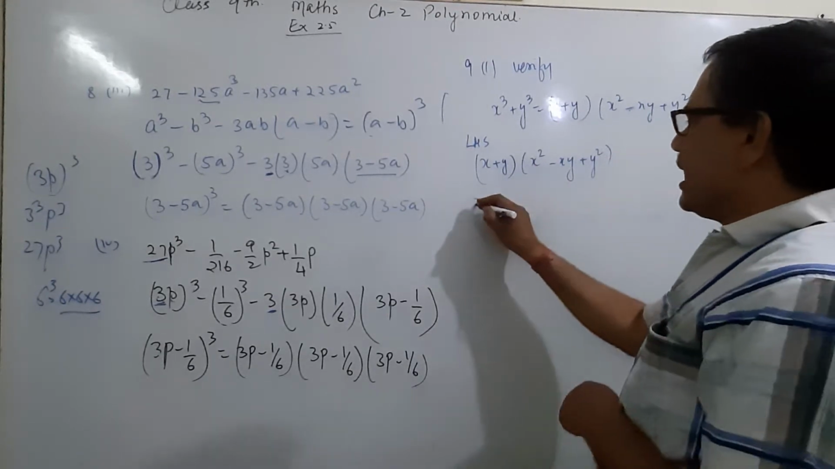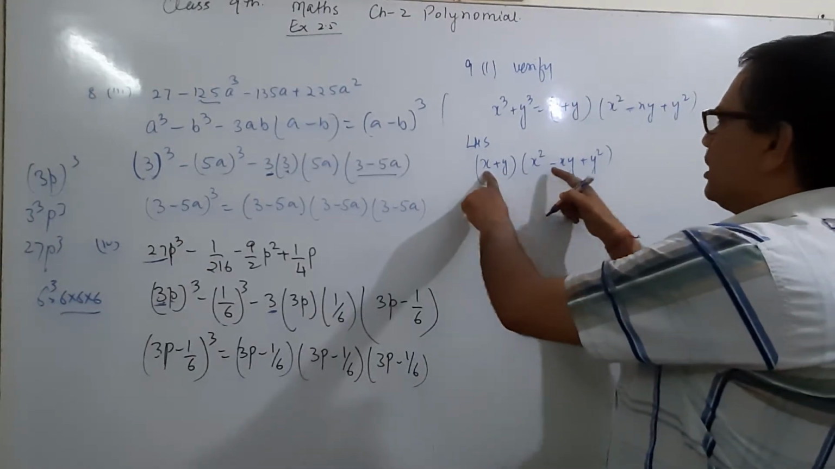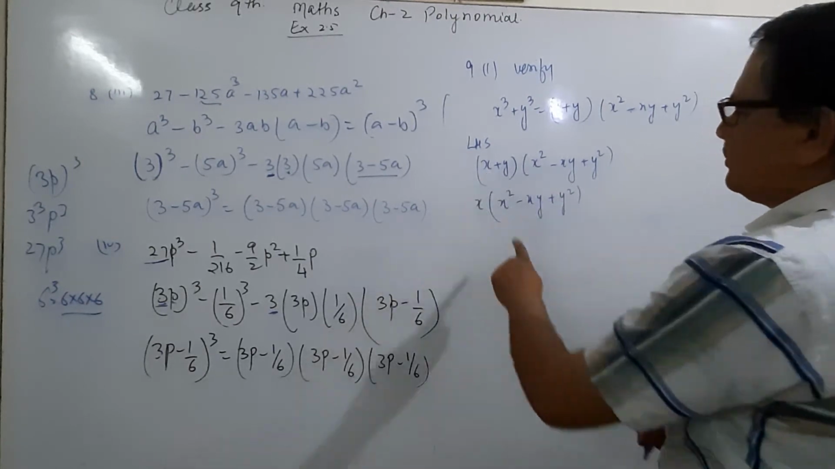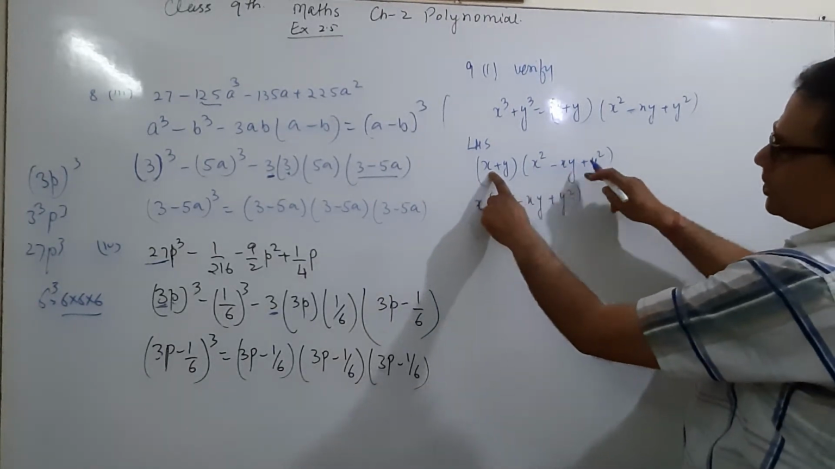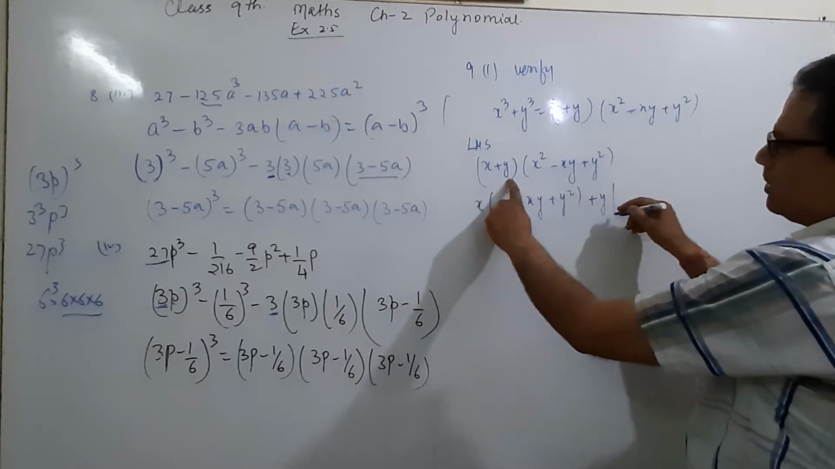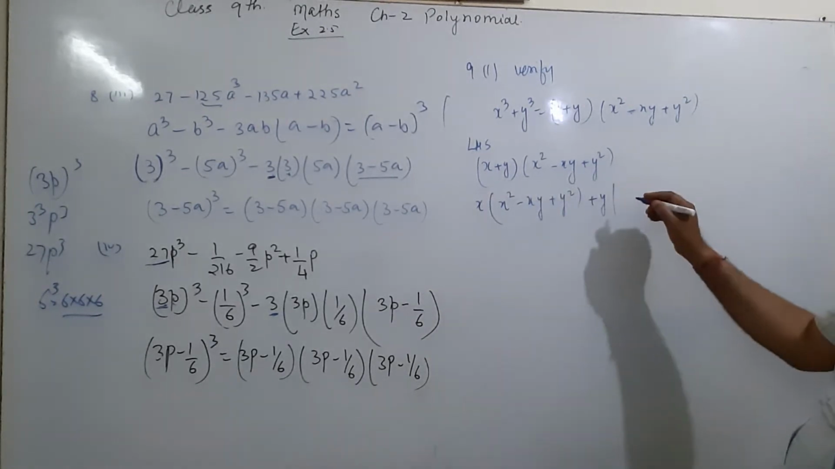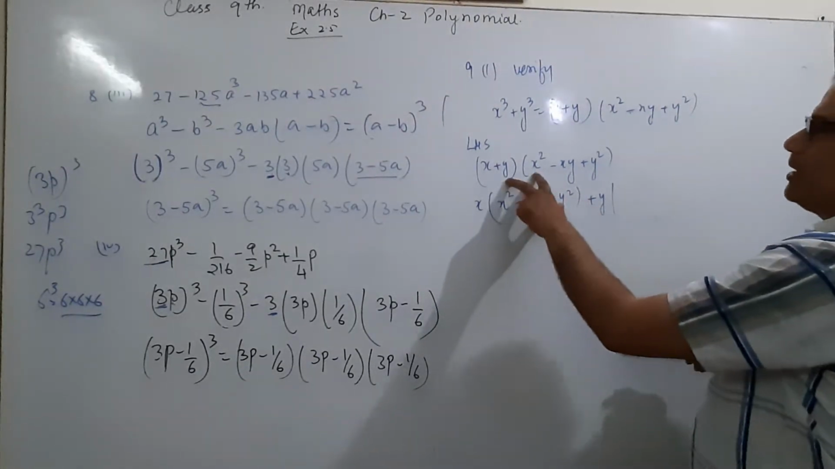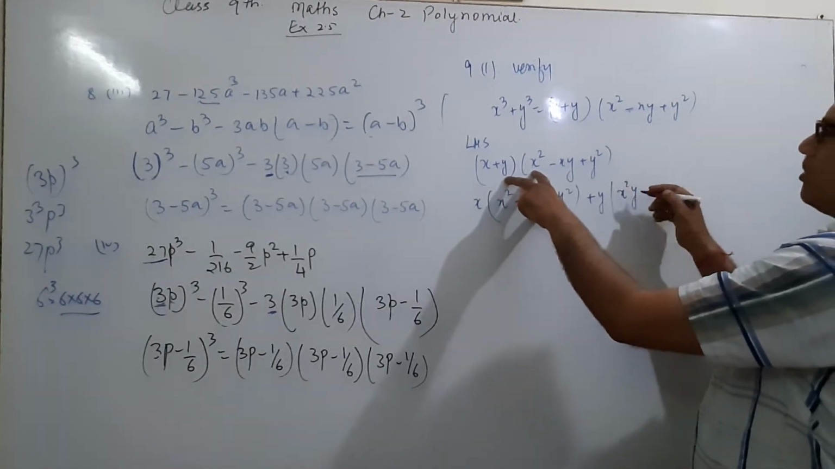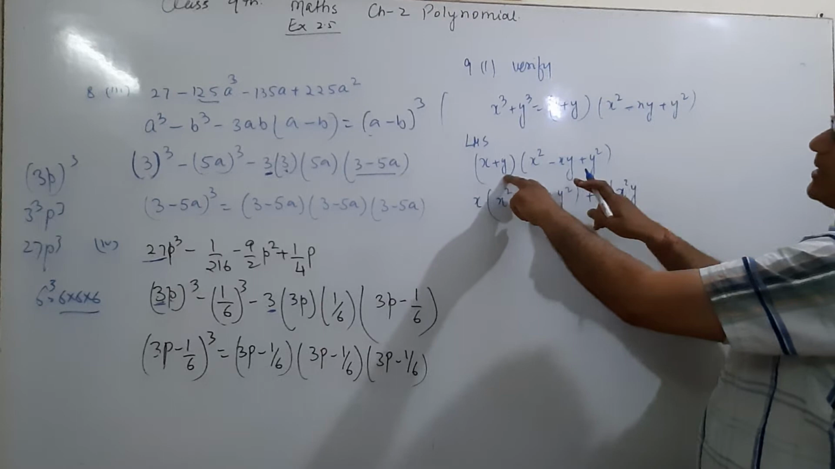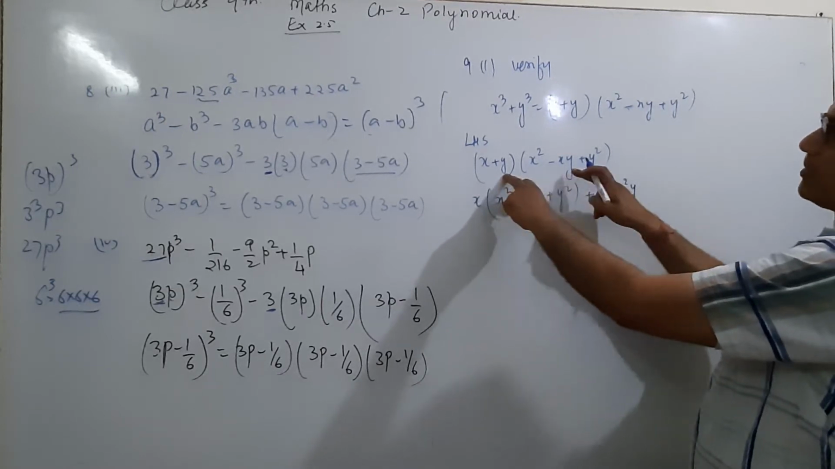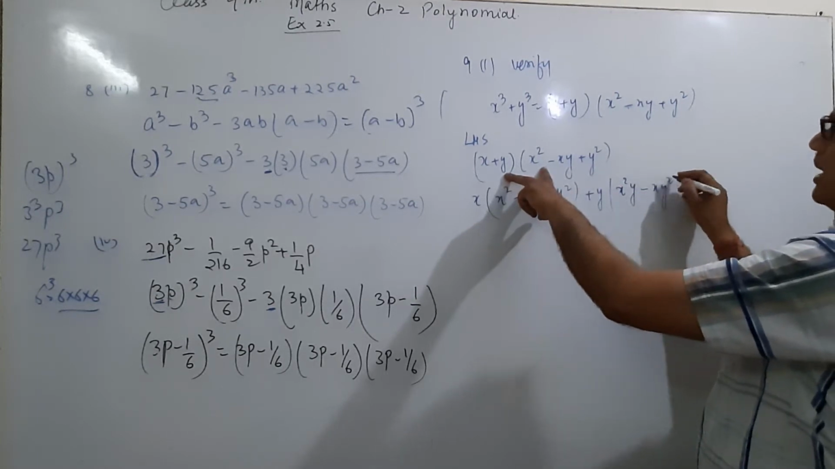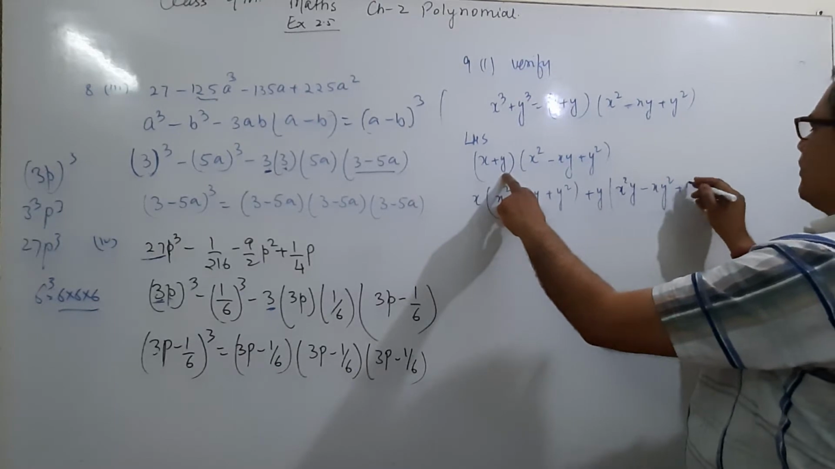Now open the bracket. Here is x. x is multiplied to all three terms, meaning x square minus xy plus y square. And plus y, y will multiply to all these three terms. y multiplied by x square gives x square y, and we always write x first. Then y multiplied by minus xy gives minus xy square, and y multiplied by y square gives plus y cube.